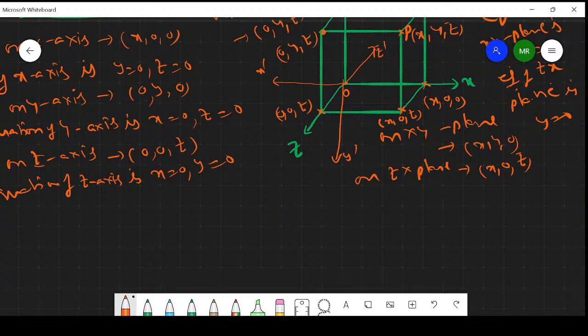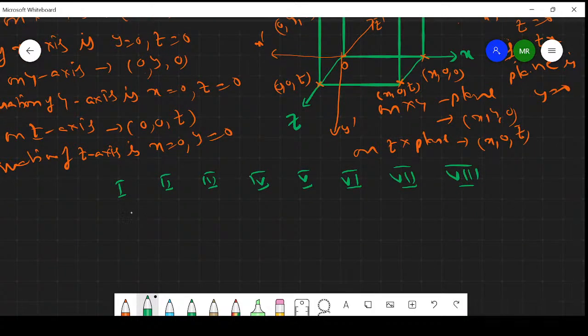Sometimes the question may be related to the 8 octants. They can write octant 1, second octant, third octant, fourth octant, fifth octant, sixth octant, seventh octant. Total 8 octants will be there. These are the octants. What about the coordinate axes?